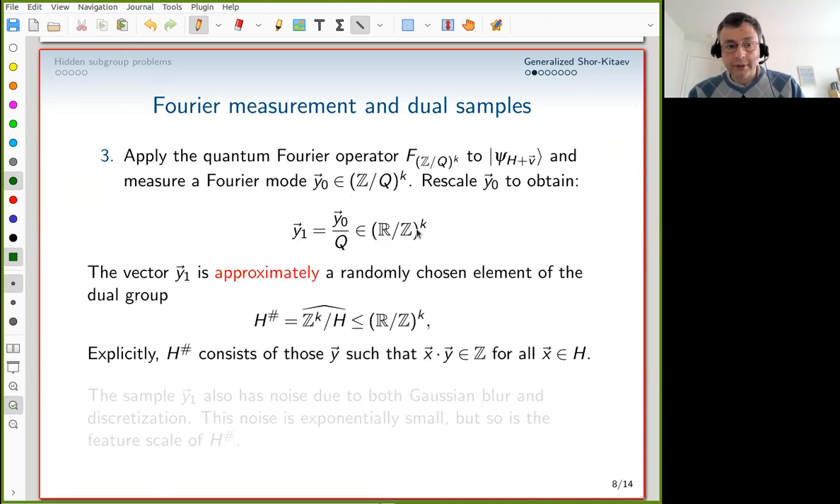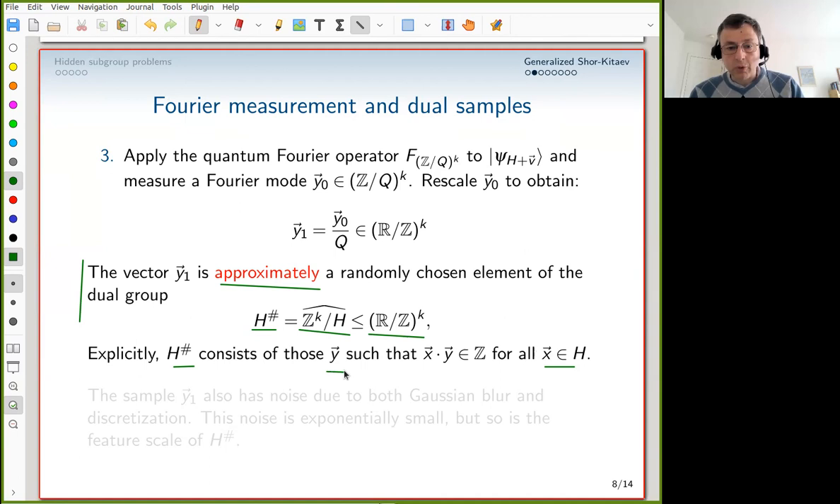So this vector Y1 is approximately a randomly chosen element of the dual group H sharp. What is H sharp explicitly? Well, it's the Pontryagin dual of the lattice mod the hidden subgroup, which is then a subgroup of the torus R mod Z to the K. And so explicitly, H sharp consists of those vectors Y that are orthogonal to everything in this hidden subgroup H. Well, orthogonal how? Well, a vector X in H is an integer vector.